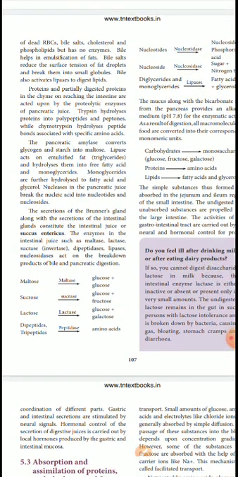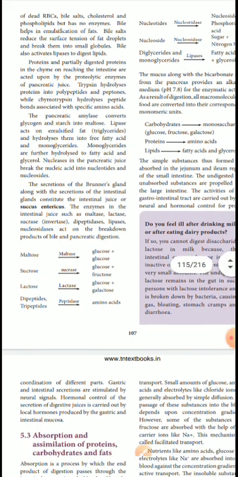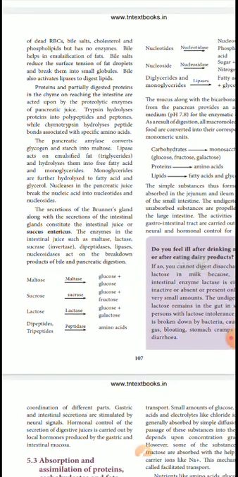So the pancreatic amylase converts the glycogen and starch into maltose. Lipase acts on the emulsified fat. So that is a triglyceride. Tri means 3, so three fatty acids with glycerol are present in that, and it hydrolyzes them into free fatty acids and monoglycerides.